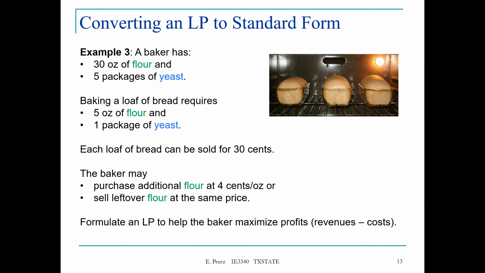In this example, I have a baker that has 30 ounces of flour and 5 packages of yeast. Baking a loaf of bread requires 5 ounces of flour and 1 package of yeast. Each loaf of bread can be sold for 30 cents. The baker may purchase additional flour at 4 cents an ounce or sell the leftover flour at the same price. So you have 2 options for that flour: you can buy more or you can sell the one that you have. We want to formulate an LP to help the baker maximize profits.